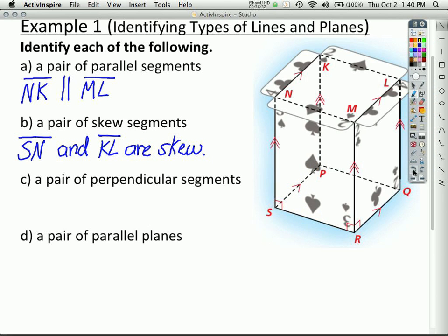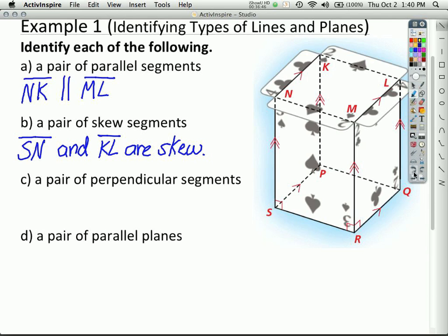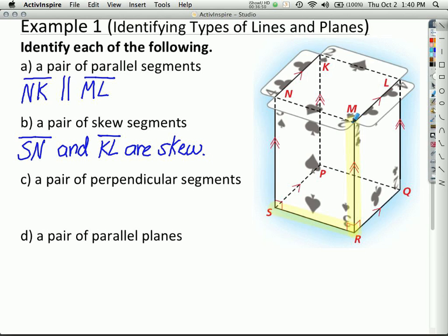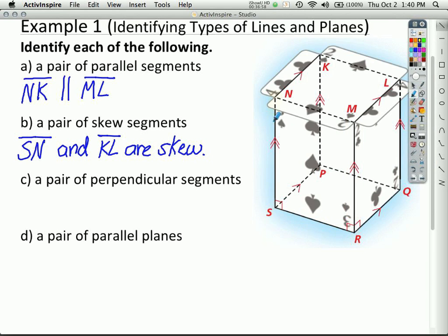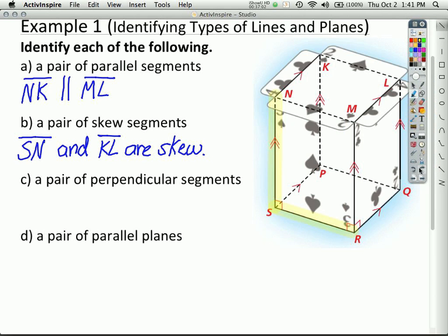Kamoy and then Kadir. RM and RQ are absolutely perpendicular because of that indication right there. Kadir and then Valerie. SR and RM are absolutely perpendicular. Very good. Valerie. NS and SR, absolutely. NS and SR, very good. Any questions about identifying perpendicular lines?